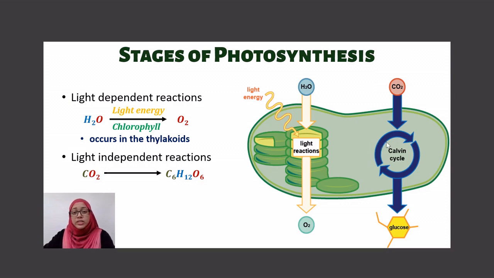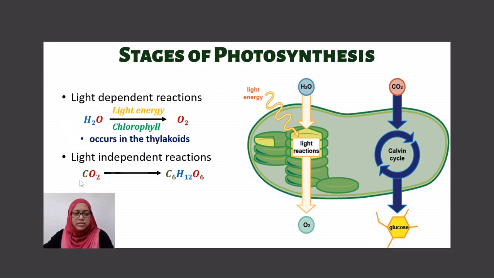The light independent reaction is also called the Calvin cycle. If you look at the light reactions, or the light dependent reactions, this is where the light energy is absorbed. This is where water acts as the reactant, and it's also here that oxygen is produced. Whereas the light independent reaction is where carbon dioxide is the reactant and glucose is the product.